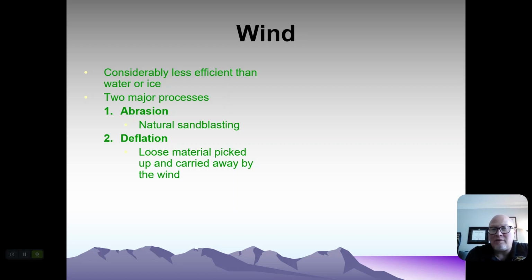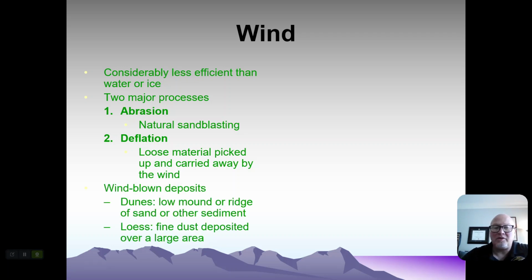Abrasion is natural sandblasting. As wind moves the sand, that sand actually could be another agent of weathering. Deflation is when loose material is picked up and carried away by the wind. Whenever we talk about wind erosion, really we're talking about deflation. Wind-blown deposits, such as dunes, are why the dunes in a desert are constantly moving: as the wind blows faster, it picks up the particles, and as the wind starts to slow down, it drops the particles.